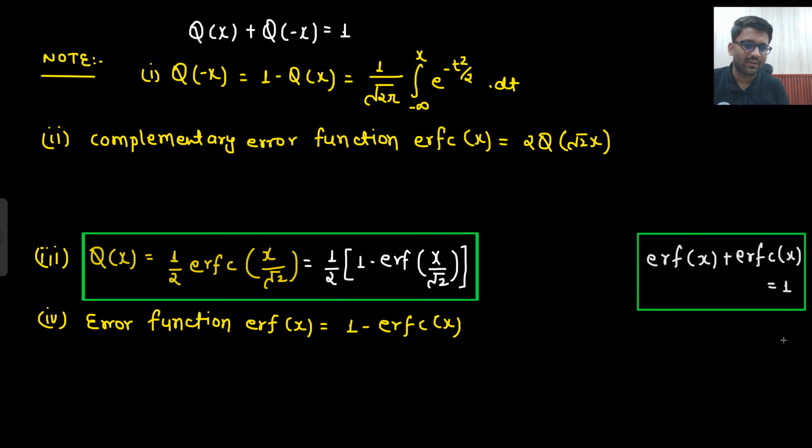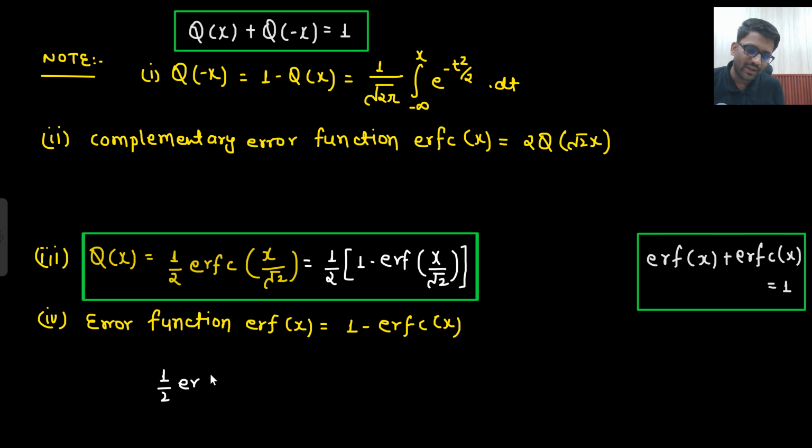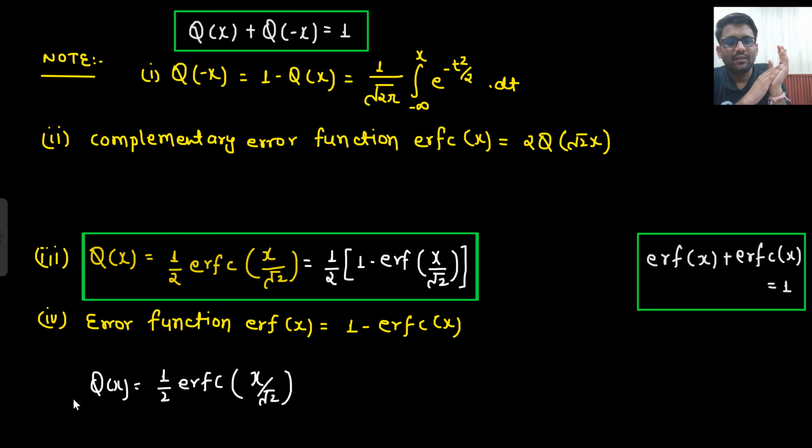Okay, this is the second thing. This is the thing I ask you to remember, and this also I ask you to remember. You don't need to remember this particular thing, because your answer would be in terms of Q of x, and you need to convert it into error function. So always, 1 by 2 complementary error function of x by under root 2 is equal to Q of x. So Q of x is equal to 1 by 2 complementary error function of x by under root 2. This is what you need to remember.